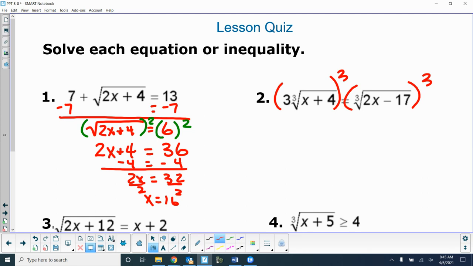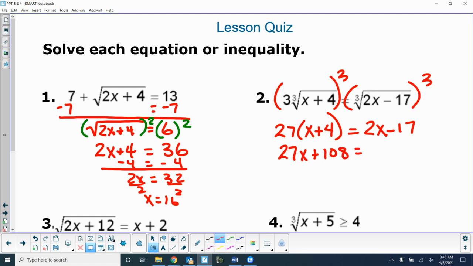Okay, this 3 cubed is a 27. And then we're going to multiply it or distribute it by the x plus 4. Okay, so don't forget about distributing that. So what's that? 27x, and what's that? 108, I think. Okay, so I'm going to take the 2x to the left side by subtracting it. I'm going to take the 108 to the right side by subtracting it also.